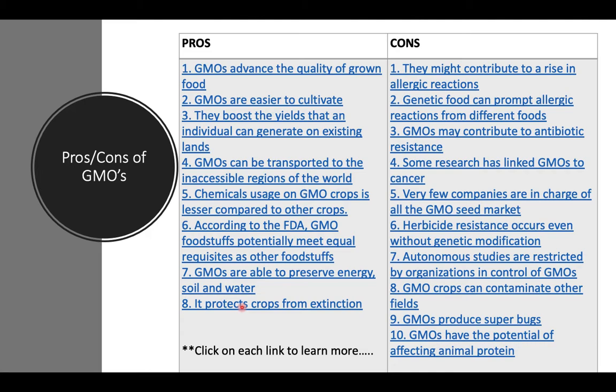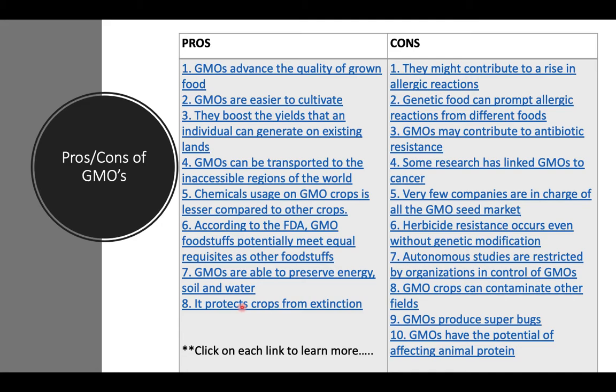some pros and some cons of genetically modified organisms. So what's good about it, what's bad about it. You can click on each link to learn more. We know that GMOs are easier to cultivate. They boost the yields that an individual can generate on existing lands. They can be transported to inaccessible regions of the world. You can preserve energy, soil, and water using GMOs.